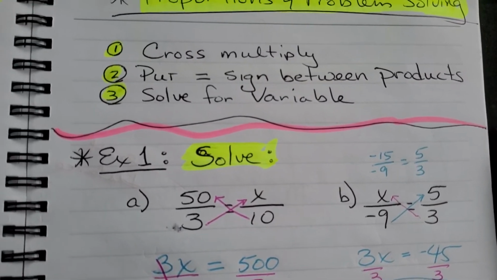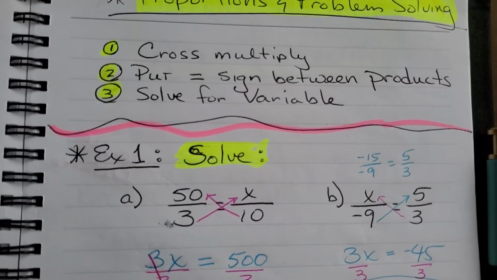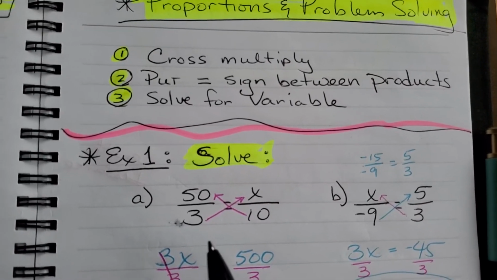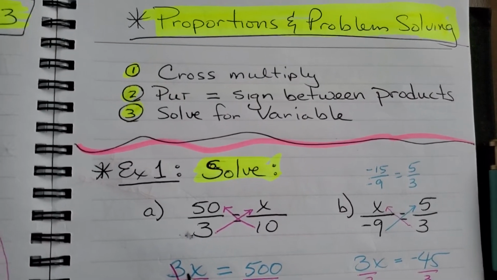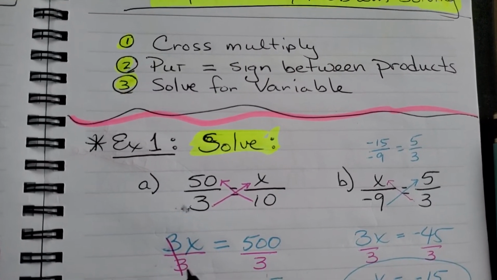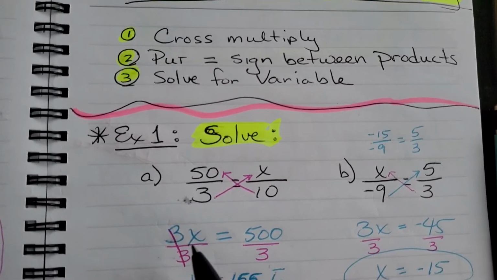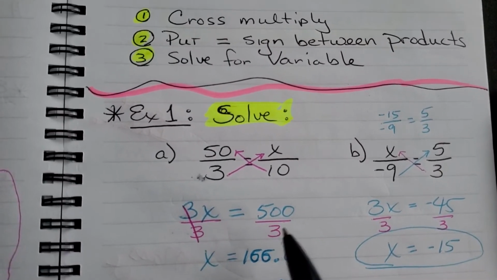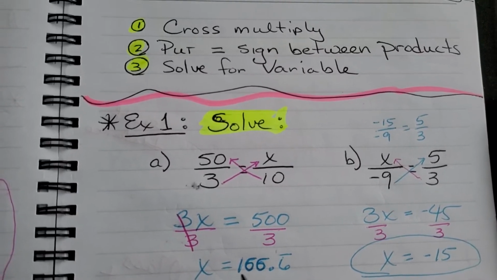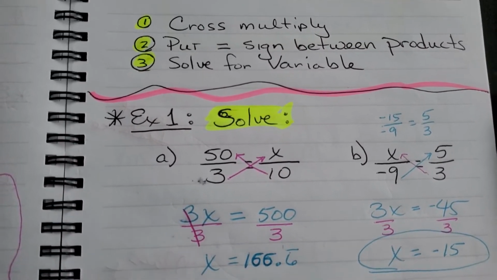If you don't remember how to solve equations, please look up my video, Solving Equations. This is a one-step inverse operation. How do we get rid of multiplication? We divide. And what we do to one side of our equation, we have to do to the other, okay? 3 divided by 3 is 1, x. And then if we enter this in our calculator, we're going to get a repeating decimal, 166.666666. So I used a repeating bar to represent it.